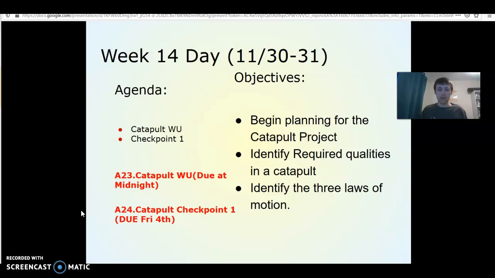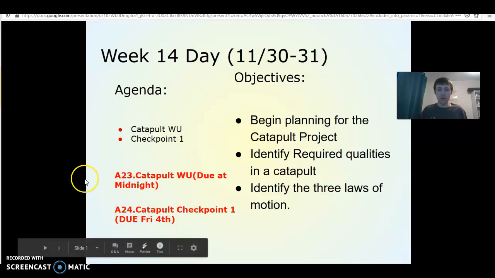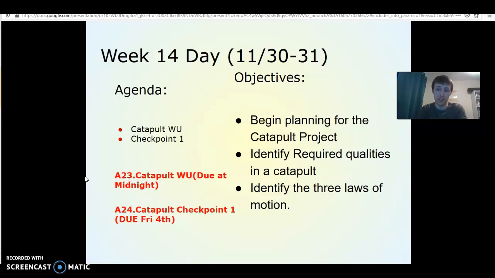Now our objectives are that you can begin planning for the catapult project, which is what this is going to be right here. Identify required qualities in a catapult to make it as good as you can. And identify 3 laws of motion, which I think is something we haven't quite touched on, but is important to really understanding the physics behind what you're doing here.